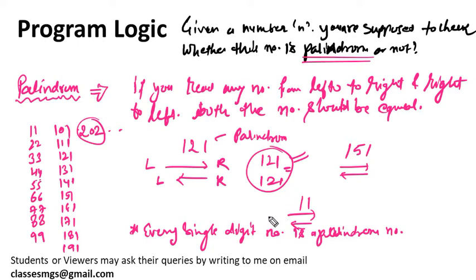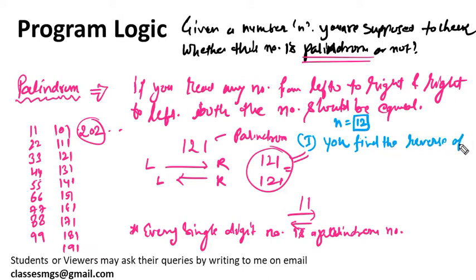To calculate whether a number is a palindrome or not, the logic is that you need to find the reverse of the number. Let's suppose n is a number and it is given as 12. How are you going to check it? You find the reverse of the number. The reverse is 21, and 12 is not equal to 21, so this is not a palindrome number.